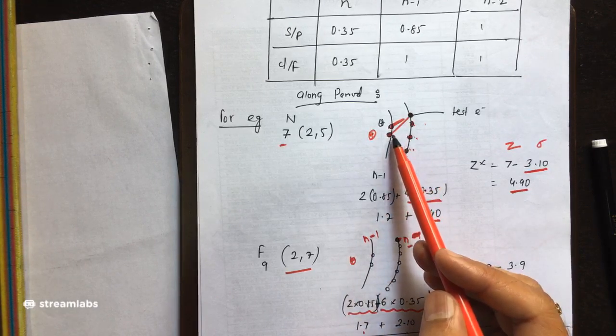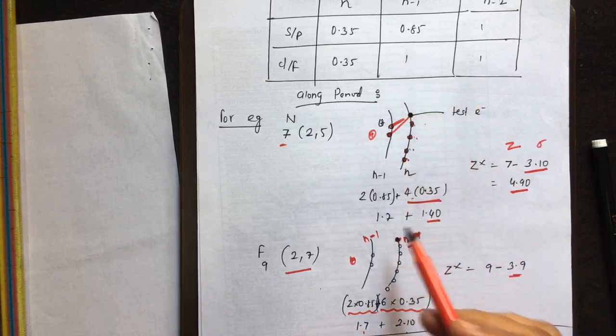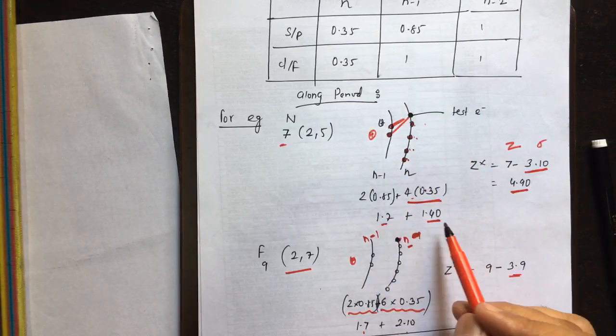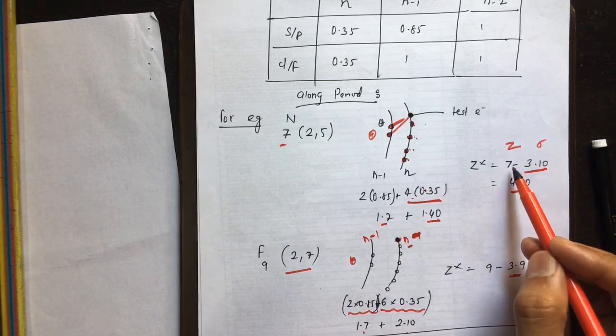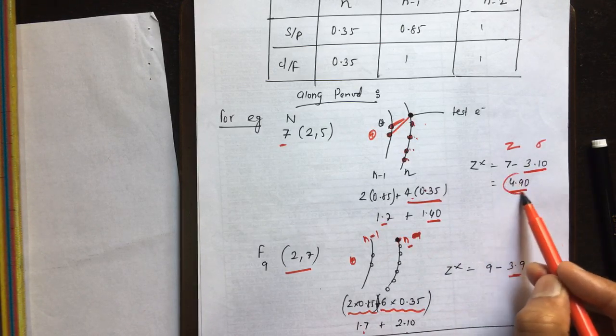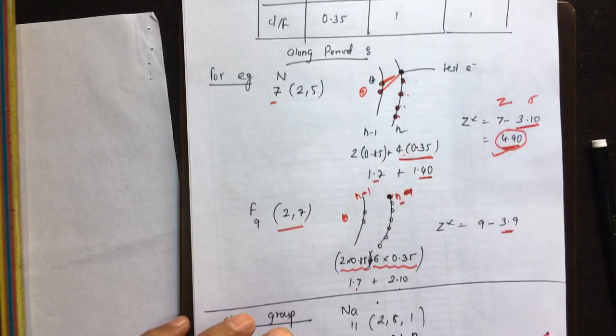So these two are present in n minus 1 and their value is 0.85 each, so 1.7. So 1.7 plus 1.4 is 3.1. So nitrogen's atomic number is 7, minus 3.1 is 3.90. So this is the value of Z cross, and you can find out the percentage attraction also.